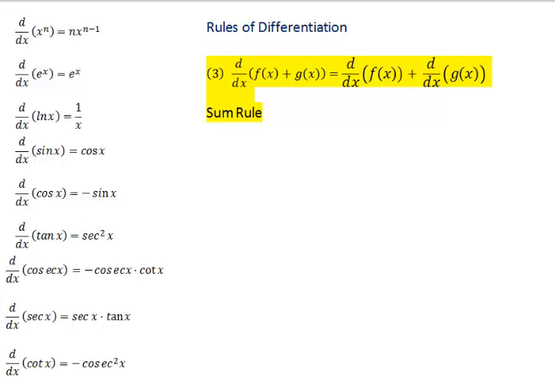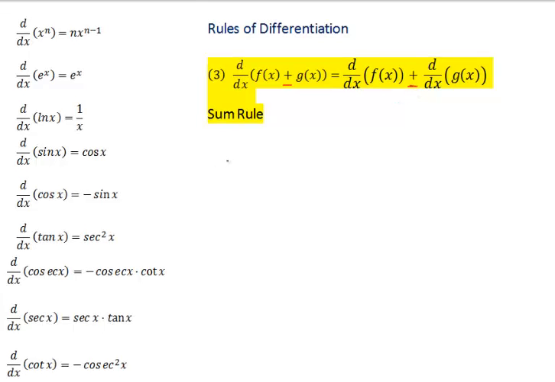This rule is also valid if there is a minus sign in between. If there is a minus sign here, then there will be a minus sign here. So this notation is called dual sign notation. That means if here there is a plus sign, then on the right hand side this will be a plus sign. If there is a minus sign on the left hand side, there will be a minus sign on the right hand side.